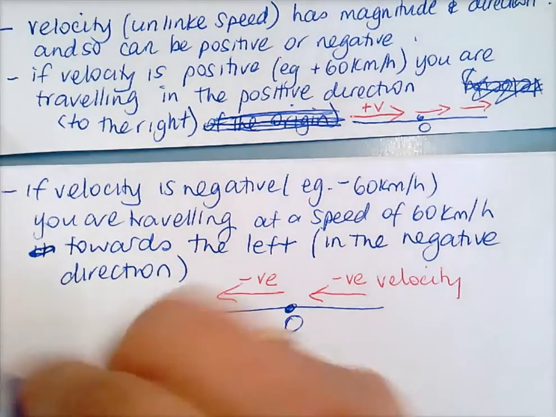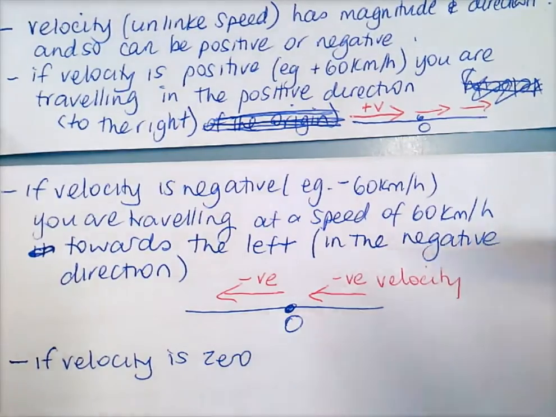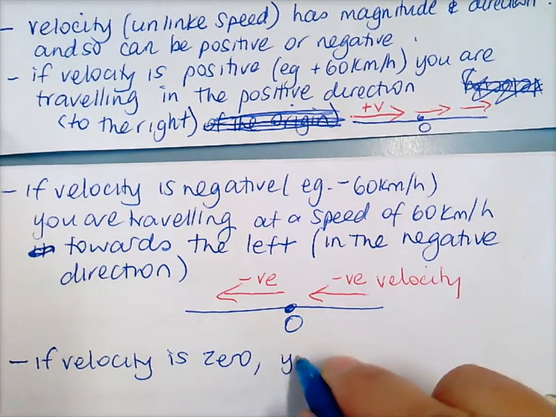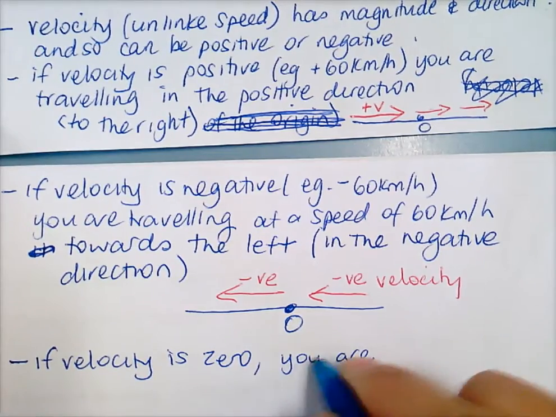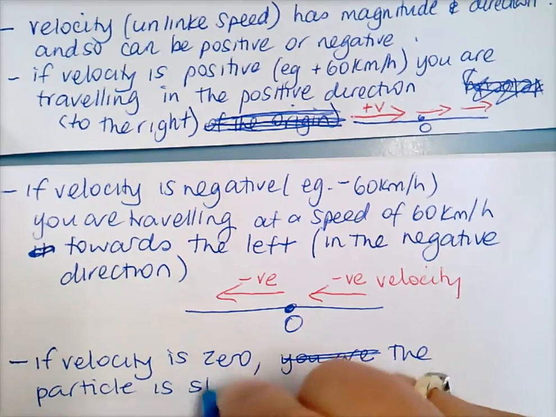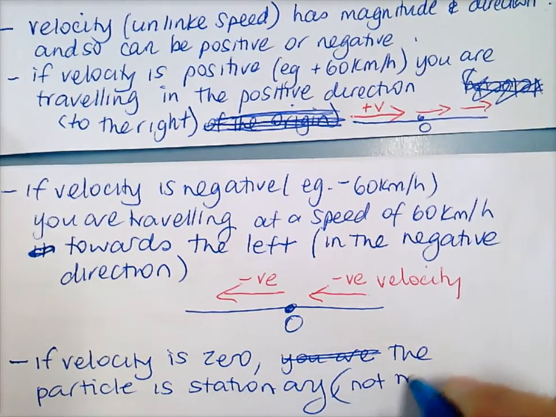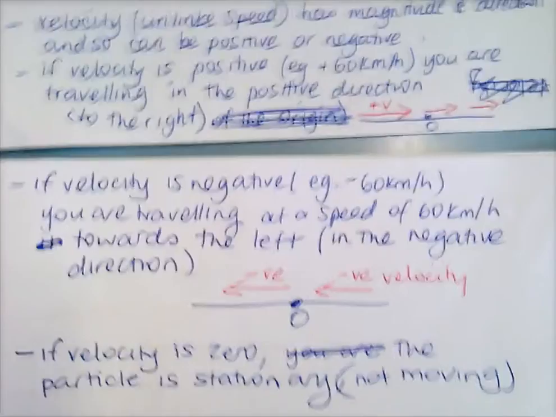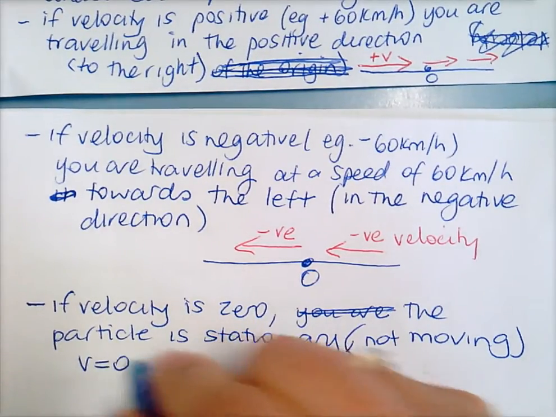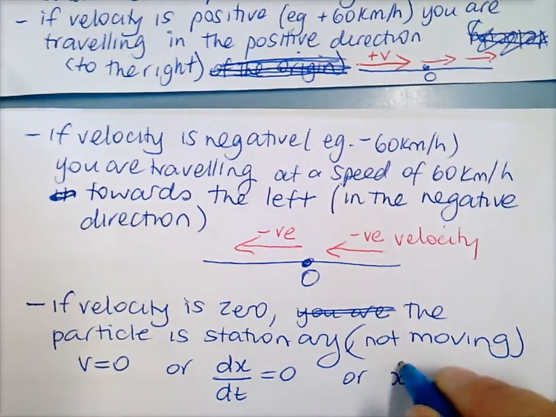Okay? What about if velocity is 0? It means that you are not moving, and you don't have to be at the origin to not move. So if velocity is 0, the particle is stationary, it's not moving. And we write v equals 0, or dx/dt is 0, or x dot is 0.